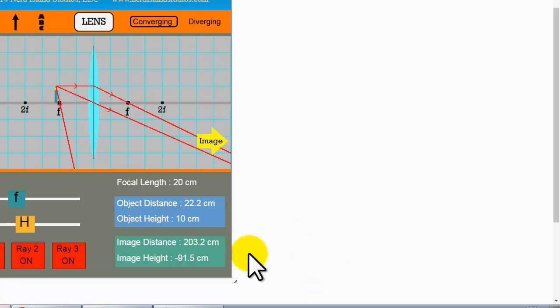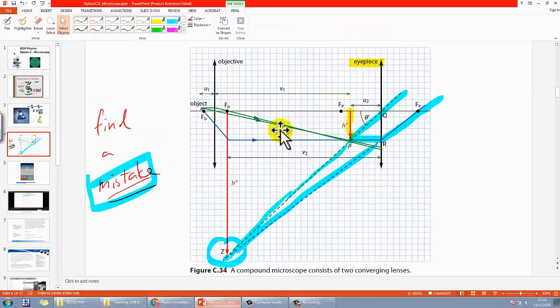Okay, so you get a magnified image. I know it's inverted, but it doesn't matter, because it is real. This is very important. This is a real image. So that's how you get the intermediate image here, and then that real image, since it's on the right hand side, can be used for another lens, which is the eyepiece.